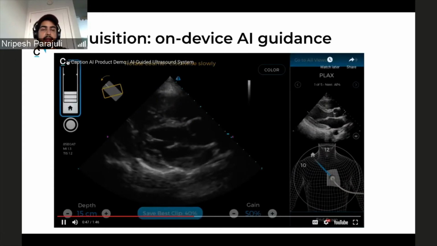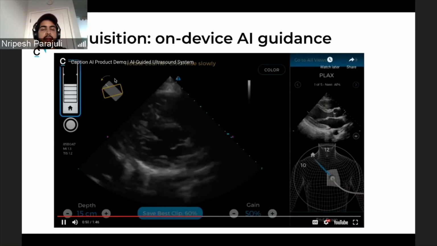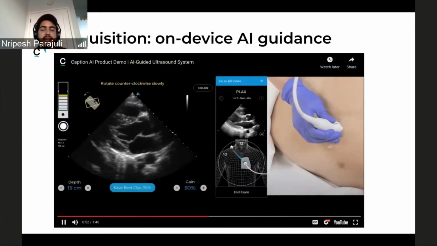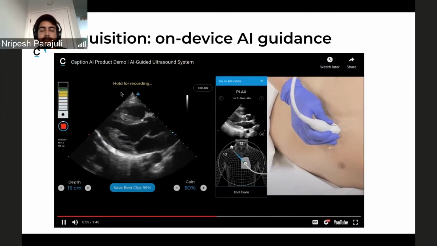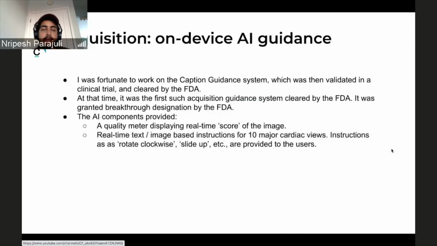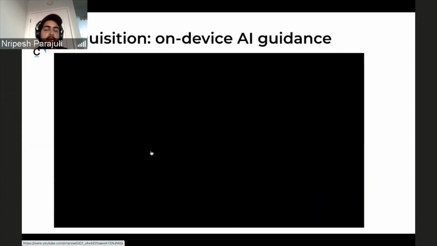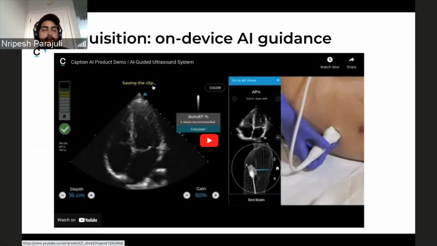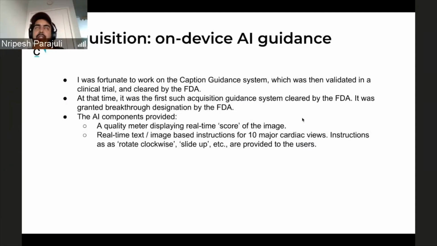Yeah, basically these are the AI components, the quality meter and these text and visual based indicators. Once the user captures an image, it's automatically recorded, and then it moves on to the next image. I actually worked on this project, particularly the text-based instruction portion, and it was a really cool project to work on.